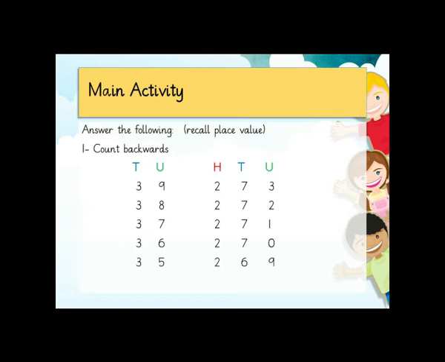Now, if you see the given numbers for counting backwards, 2 sets of numbers are given over here, one with units and tens, and the other set is having units, tens as well as hundreds. First, we will start with the 2-digit numbers. 39. If we move backward, it comes 38, 37, 36 and then 35. If you observe carefully, the numbers are in decreasing order for units.